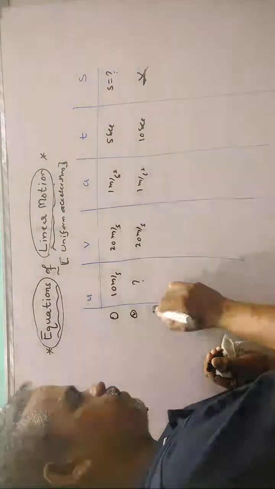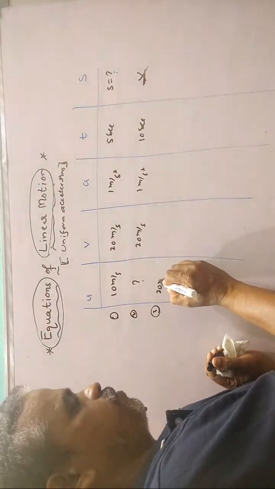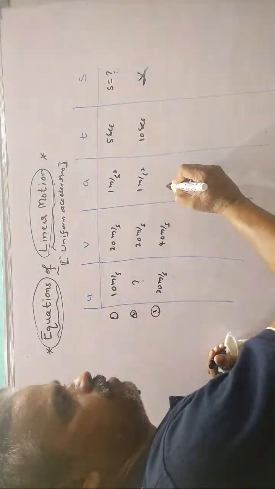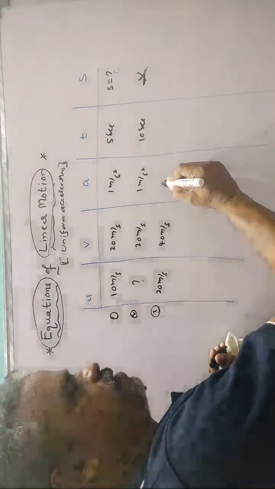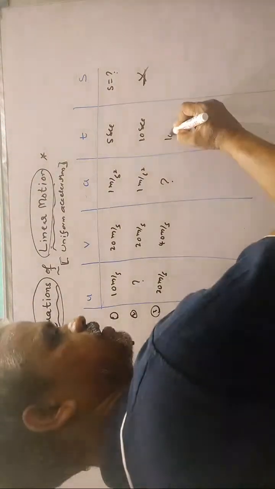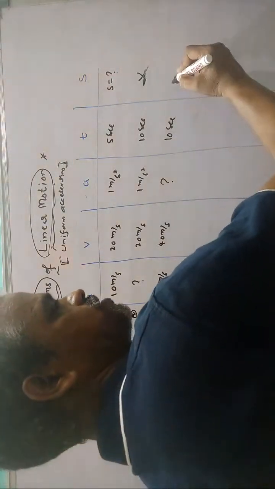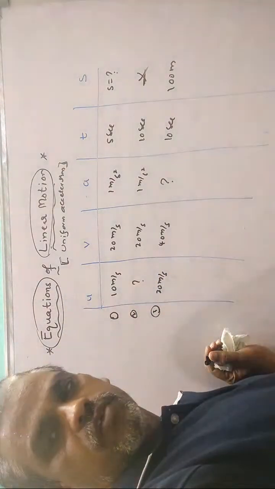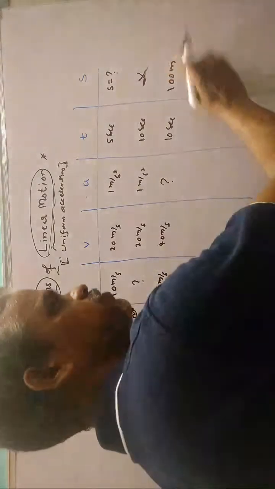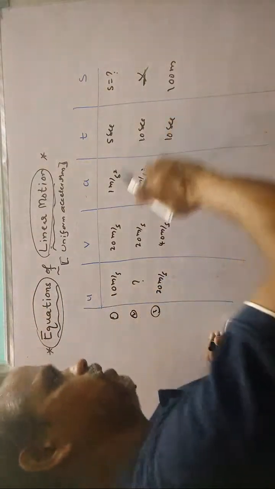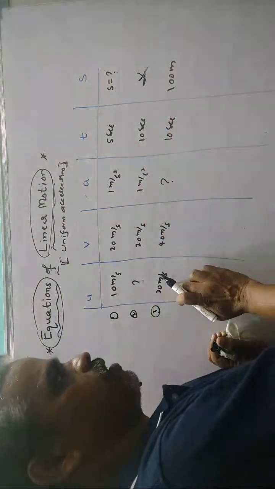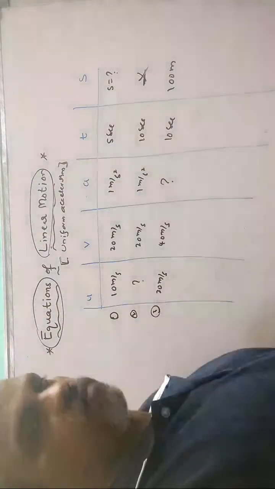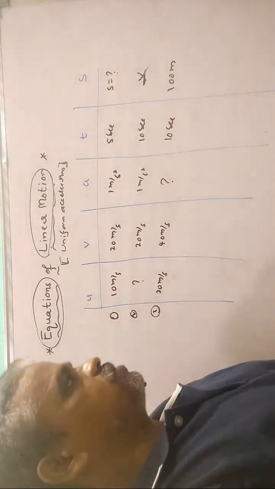The third problem. 20 meter per second, 40 meter per second. Then you have to find acceleration. It travels for 10 seconds. It displaced 100 meter. The displacement of the body is 100 meter. s you have, t you have, v you have, u we have. You have to find acceleration of the body. So this is the third.